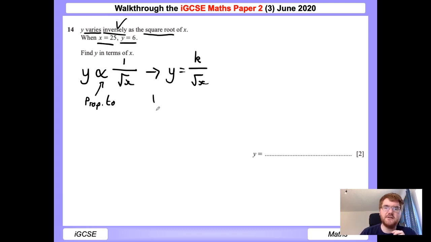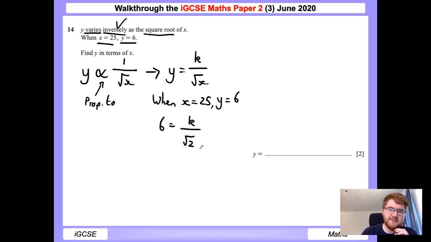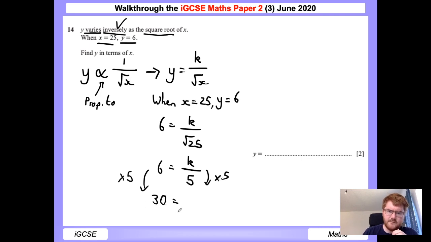And now to find the constant, we use the last bit of information, which is to substitute the values in. So when x is equal to 25, y is equal to 6, so 6 is equal to k over root 25. That means that 6 is equal to k over 5, well, square root of 25 is 5. And now to work out what k is, we times by 5 on both sides. That gives us 6 times 5 is 30. So k is equal to 30.